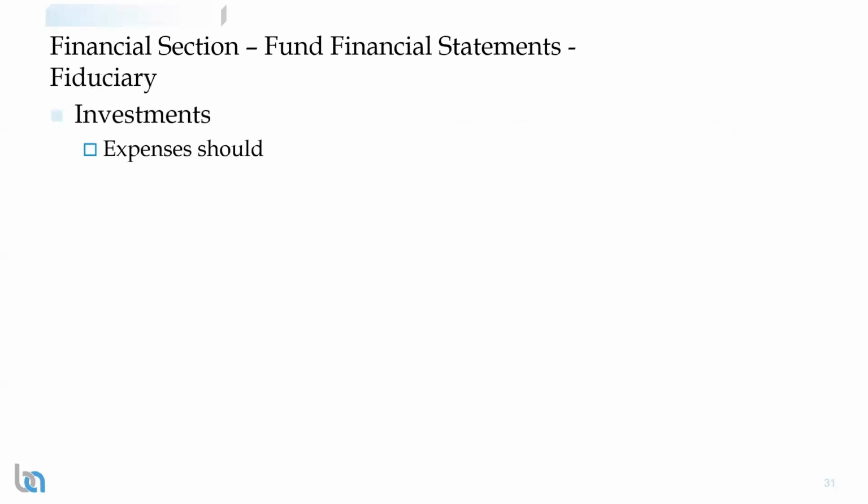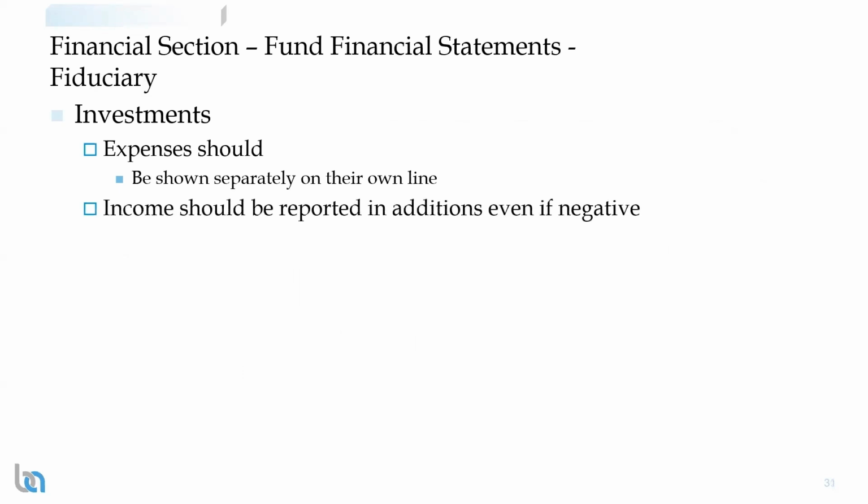Moving on to the fiduciary funds regarding investments. So in your operating statement of the fiduciary funds, which is your schedule of changes in fiduciary net position, expenses should be shown separately on their own line item for investments. Income should be reported in additions, even if it's negative. So maybe because of your unrealized gain or loss journal entry, you have a negative amount here. It's still supposed to be reported as an addition. Okay.